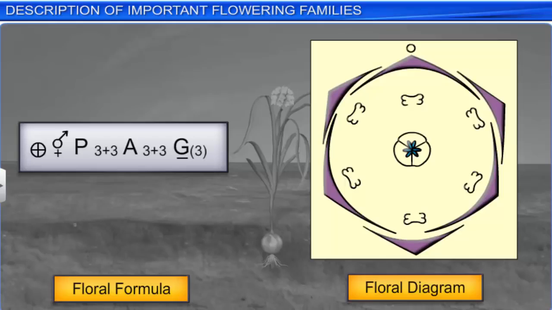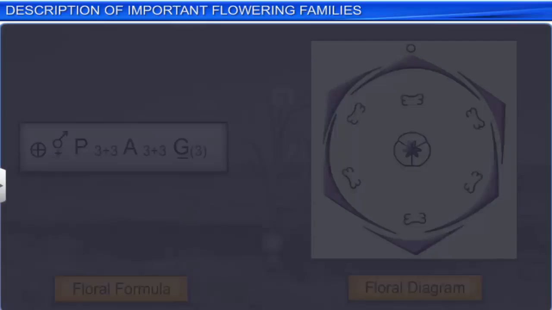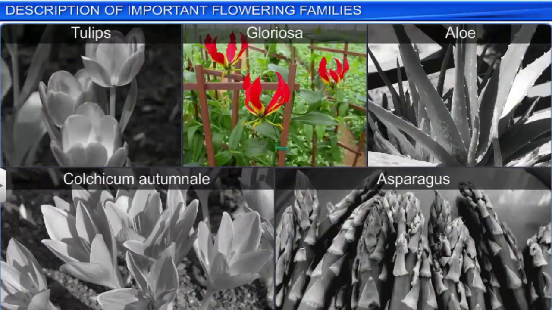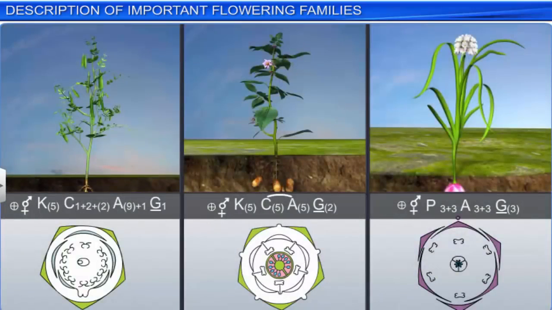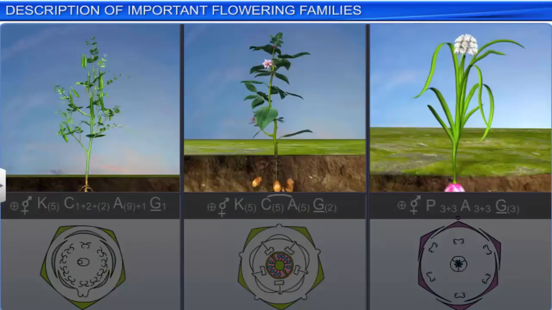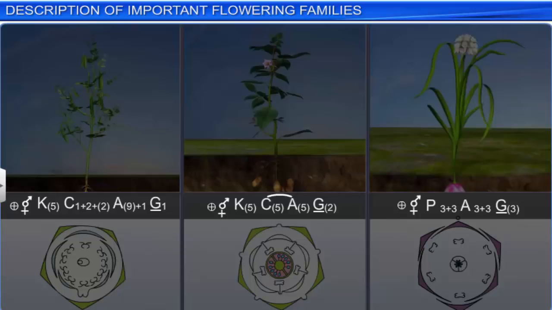Plants like tulips and gloriosa belonging to the Liliaceae family are ornamental plants. Some like aloe and Colchicum autumnale are used as medicines, and asparagus is used as a vegetable. Therefore, the description of a flowering plant includes its vegetative characters, floral characters, floral formula, and floral diagram, and provides vital information about the plant.